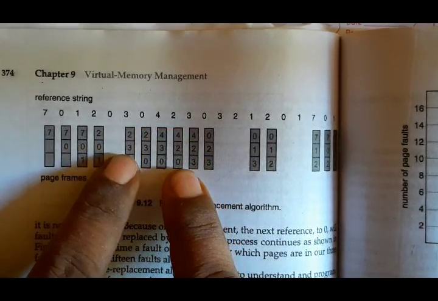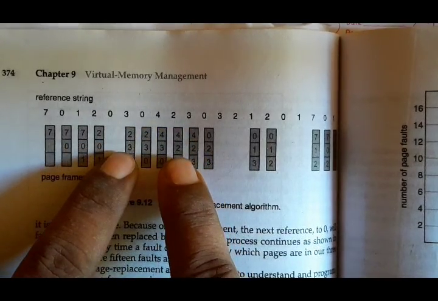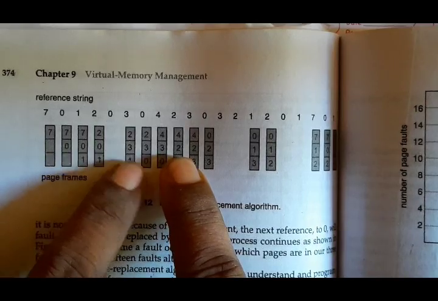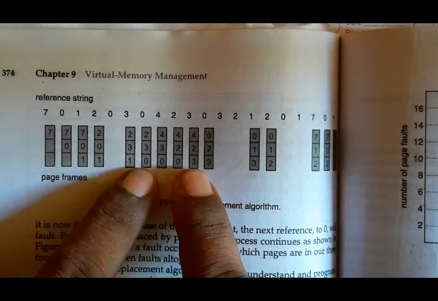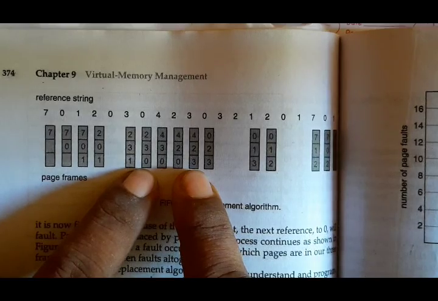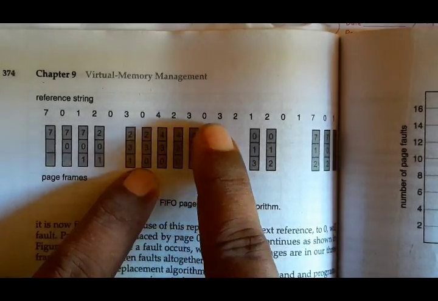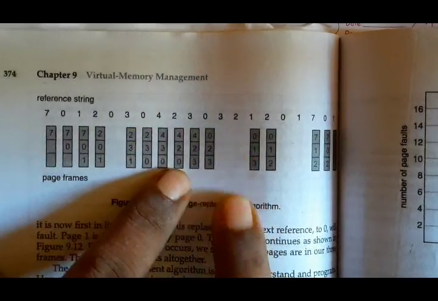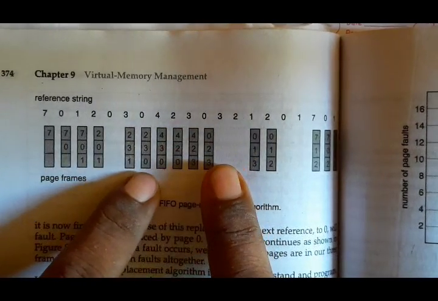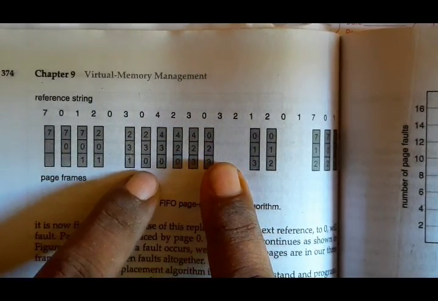Next process is 2. What you have to do? In place of 3 you have to replace 2. Next, in place of 0 you have to replace 3. You have to check if it is present, then no replacement. If it is not present, you have to replace. So here next 0. 0 is not present here, so you have to replace 0.